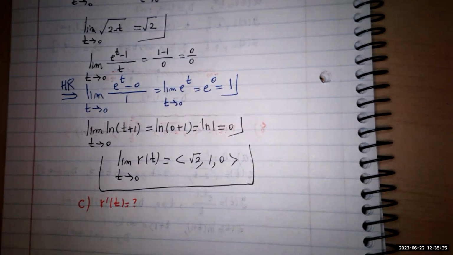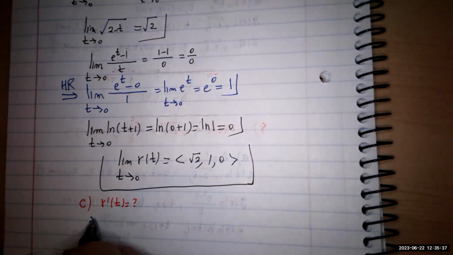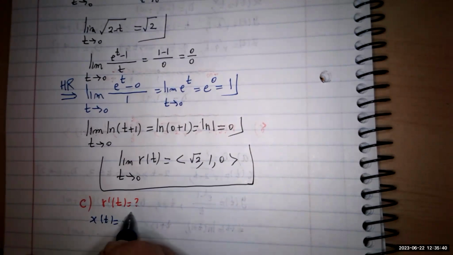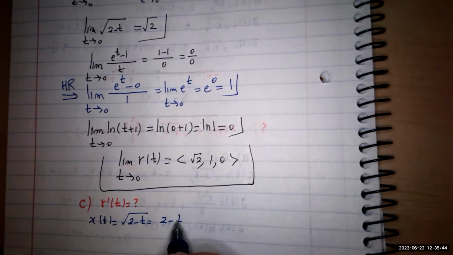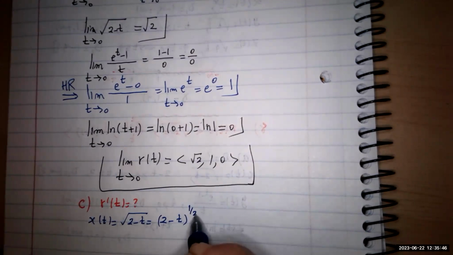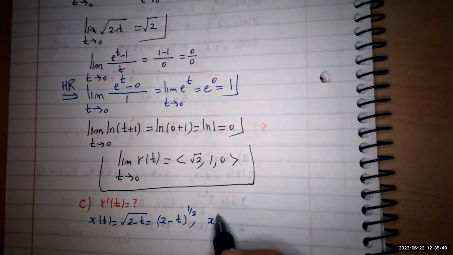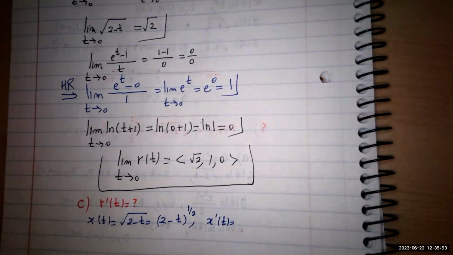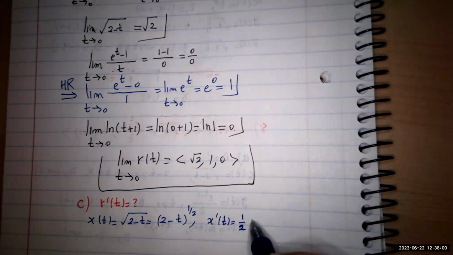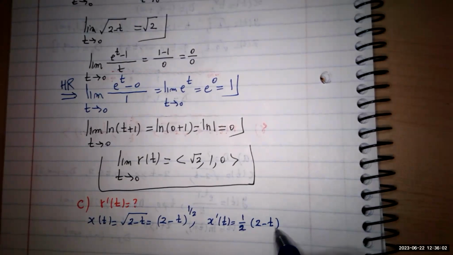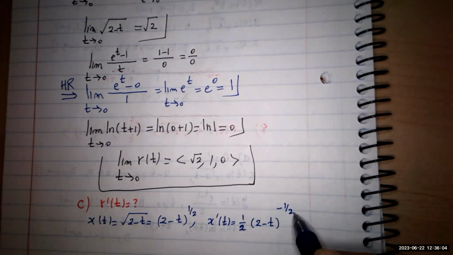Okay, so I just do it one by one. The first component was radical 2 minus t. I change it to 2 minus t to the half. I use the chain rule. x prime of t is equal to, that's like u to the 1/2. It's going to be 1/2 of u to the negative 1/2 times u prime. So it's going to be 1/2 times 2 minus t to the negative 1/2 times the derivative inside, which is negative 1.